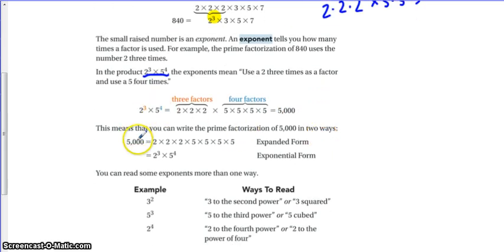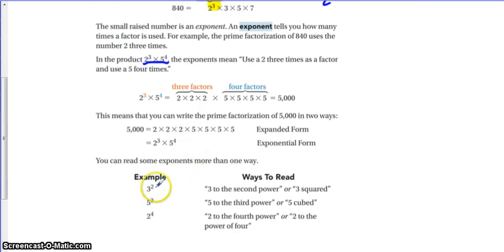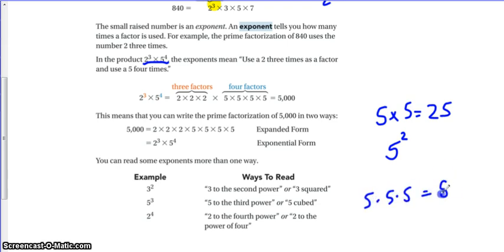So there's some other stuff in here that we can write. This is called expanded form when we write it out, showing every number. It's called exponential form when we use exponents. Should be pretty easy to remember. We can read exponents like this. If we had a 2 there, we say 3 to the 2nd power or 3 squared. So if we had a square number, for example, 5 times 5 equals 25, we would say 5 squared or 5 to the 2nd power. If we go 5 to the 3rd power with the exponent of 3, we would use the word cubed. So 5 times 5 times 5 equals 5 to the 3rd power, or 5 cubed.